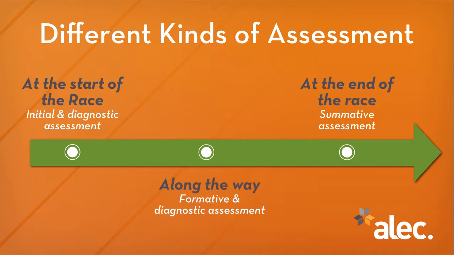If you think of yourself as a photographer taking a snapshot at the beginning, the middle and the end of a race, when you take that snapshot at the beginning of the race, that's like your initial and diagnostic assessment. A bit further along the track, you're taking another photograph. That's formative and diagnostic assessment as well. And at the end of the race, you take another snapshot. We can call that summative assessment. So really what we are talking about here is the second assessment point.